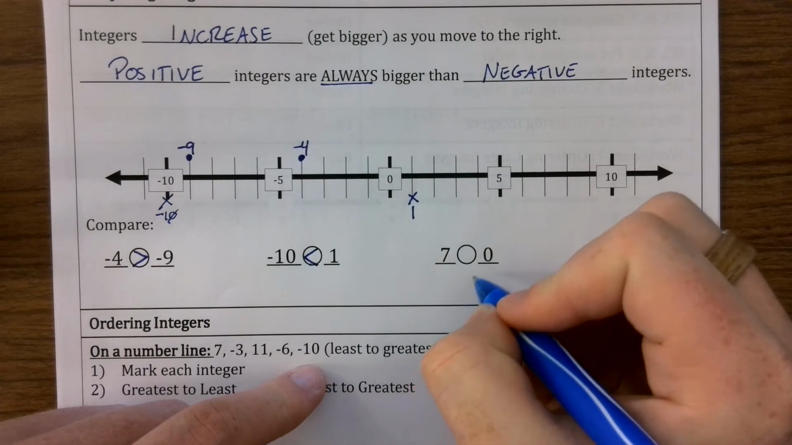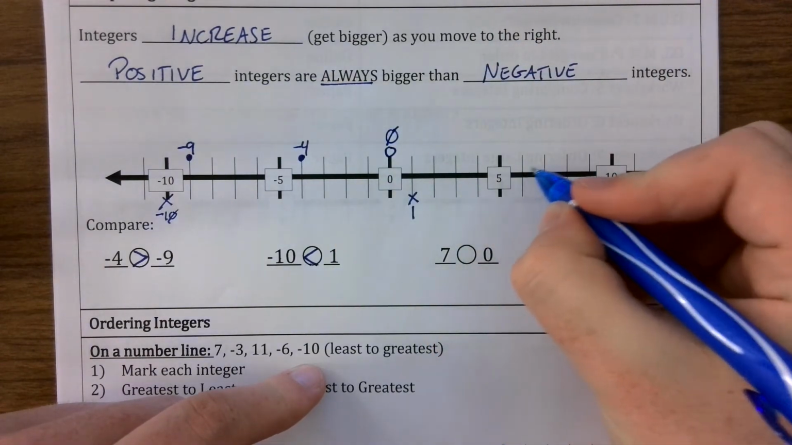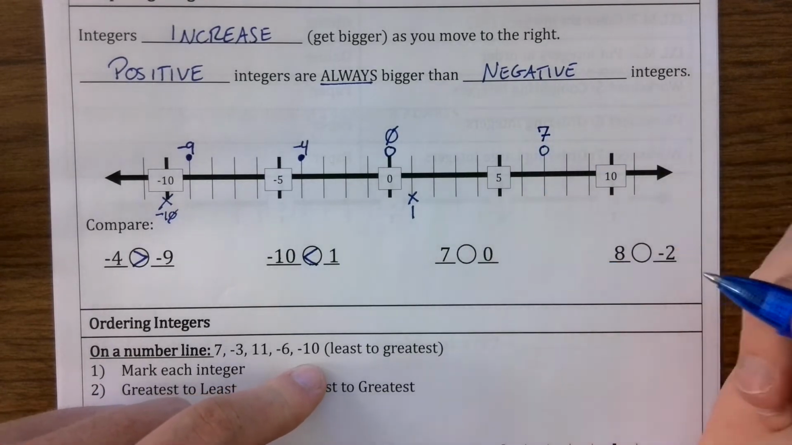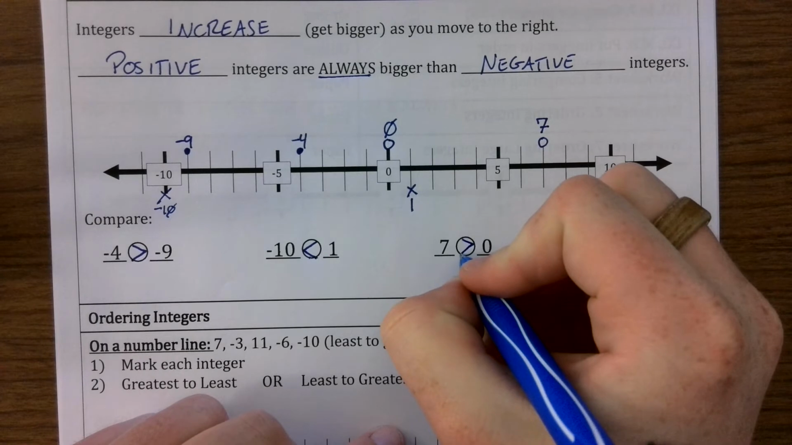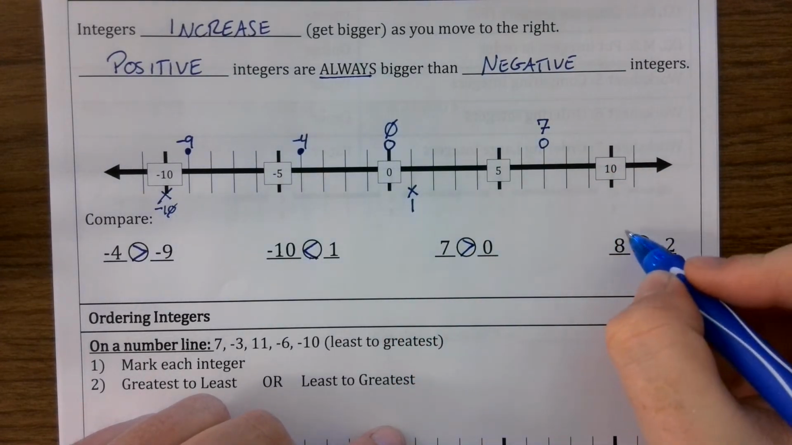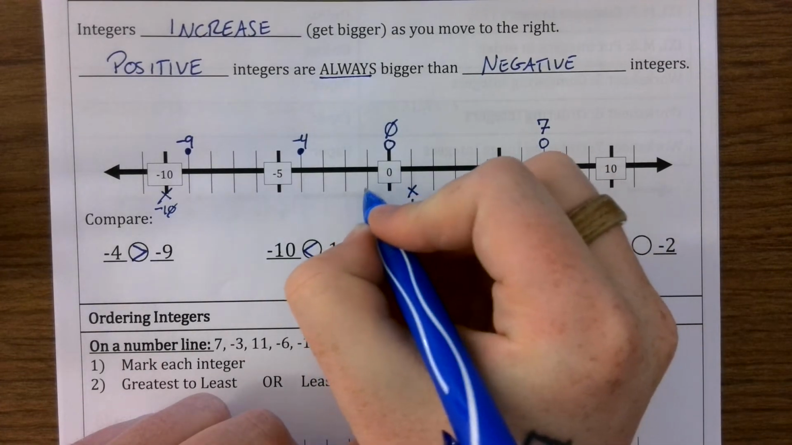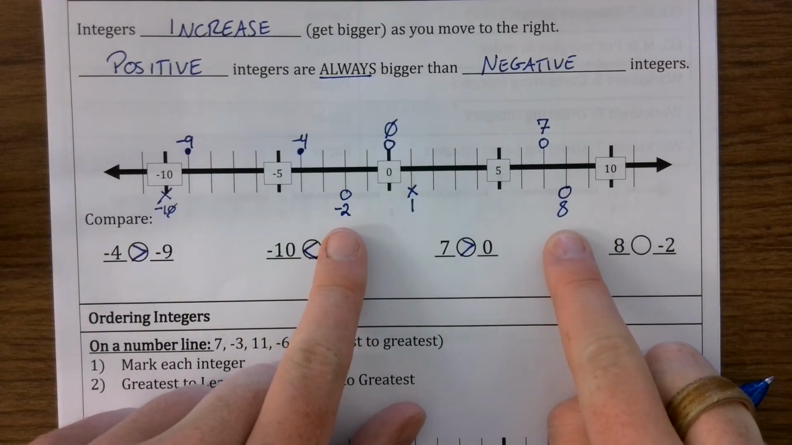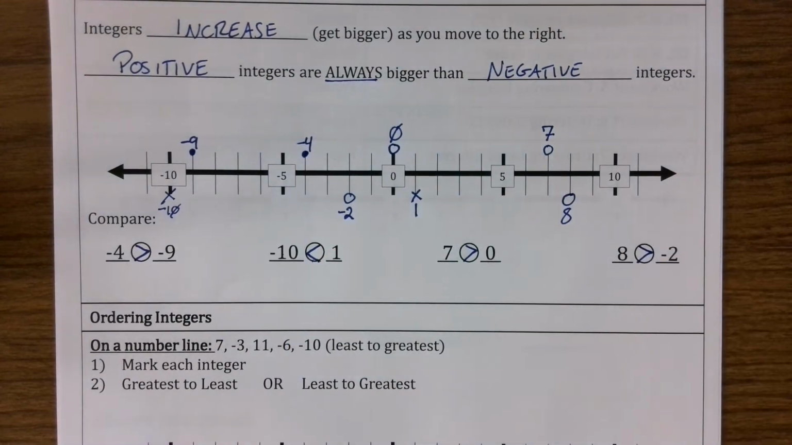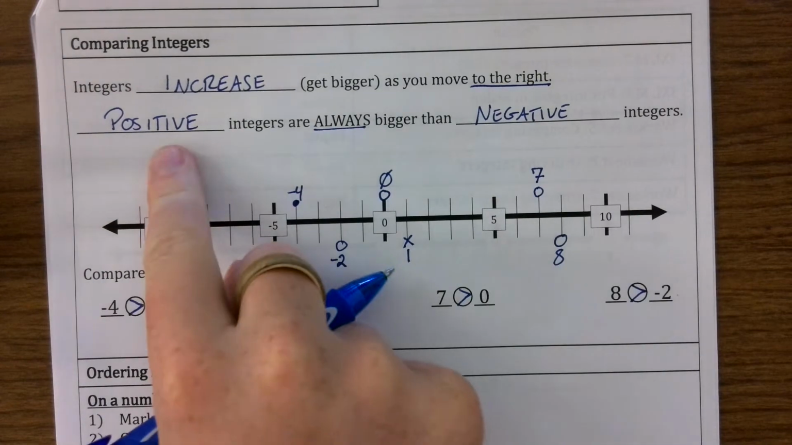All right, let's compare 7 and 0. Well, here is 0, 5, 6, 7. Which one's on the right? If we're looking at these two, 7 is on the right, which means 7 is bigger. 7 is greater than 0. All right, lastly, we have 8 and negative 2. So here's 0, negative 1, negative 2. If we're comparing these two, 8 is on the right, and 8 is positive, and we know that a positive number will always be bigger than a negative number. So 8 is bigger than negative 2. So, things you need to remember. Things are bigger on the right, and positive is always bigger than negative.